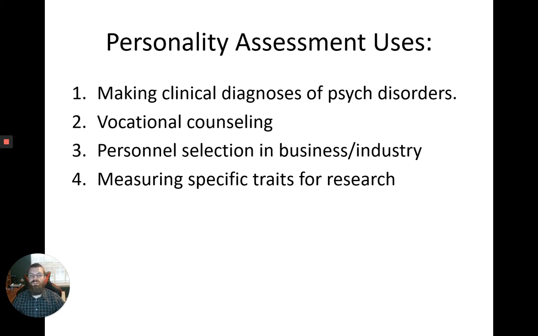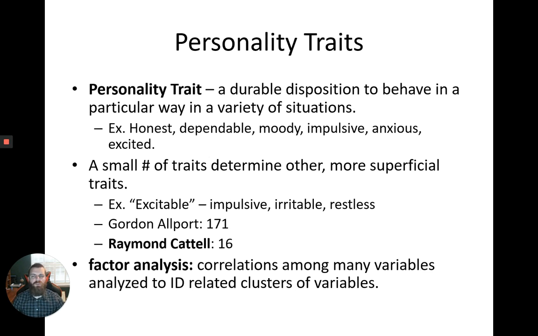So maybe because of the survey, they've shown things that are alarming, such as dishonesty. So you wouldn't want to bring that person into your place of employment. And then the fourth one is just measuring specific traits for research. And so basically using personality assessments, personality tests from a research standpoint. That's the fourth major use.